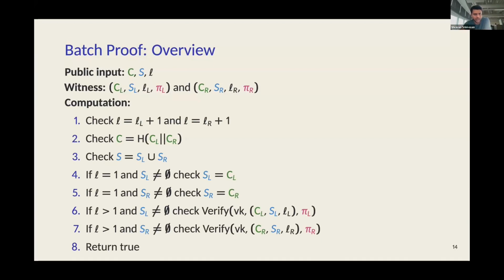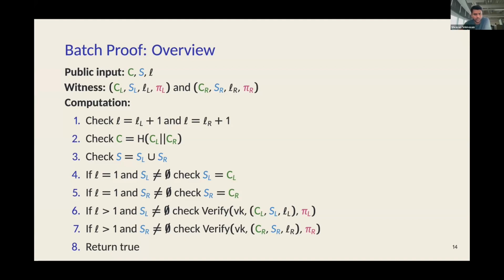First, we check if the height of the root is in fact one above the height of its left and right child, and we also check if the Merkle hash value is in fact consistent, and we also check if the node subset of the right and the left tree, when they are put together, is in fact what you expect at the root. At the base case, we check if the leaf data is in fact the node subset. And in the recursive case, we check if these are the internal nodes.